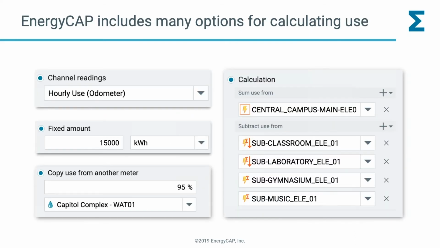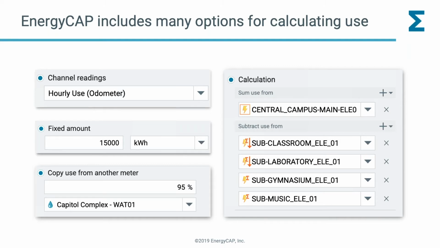When you're configuring how use should be calculated within your system, these are the options that I mentioned before. You can use readings from a submeter. And as in this example, you can see that now you can use not just monthly channels, but also other channels, 15-minute, hourly, daily channels that will automatically roll up into a monthly total. You can fix an amount, and we will use that amount over and over again. That's the lighting example I mentioned before.